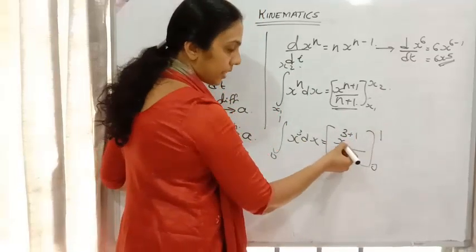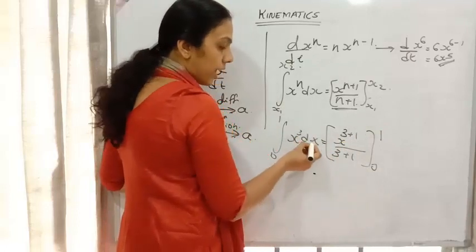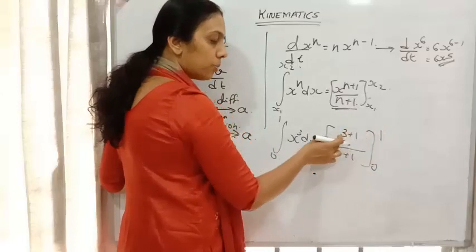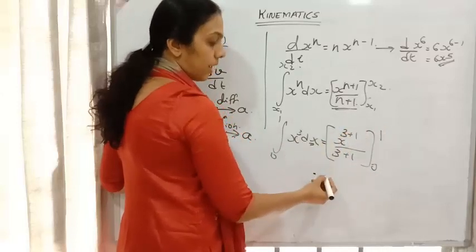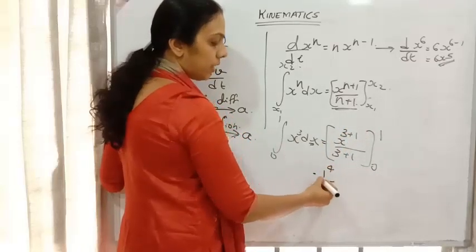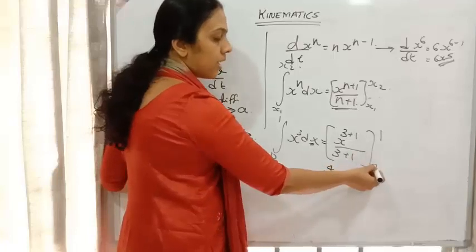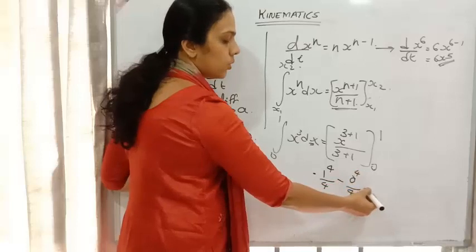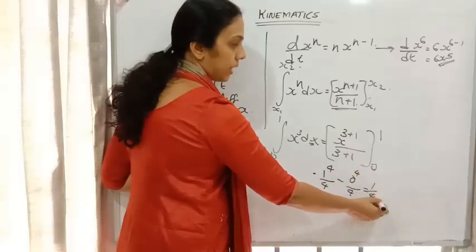When we apply the upper limit, to which value was it changing? The x value was changing, right? So the upper limit should be applied to the x value. So 1 to the power 4 divided by 4, minus the lower limit, 0 to the power 4 divided by 4. So the final answer will be 1 by 4.